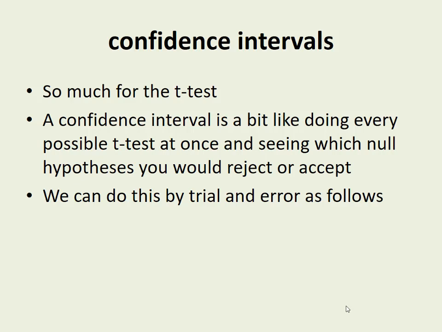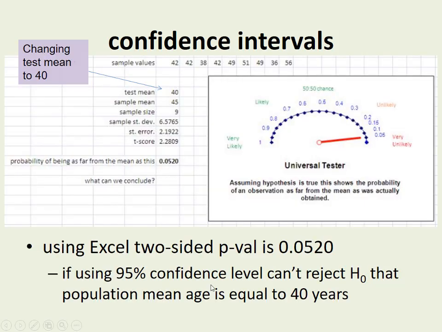A confidence interval is a bit like doing every possible t-test all at once and seeing which null hypothesis you'd reject, which ones you'd accept. The way you do it, really, there's a formula I'll show you in a minute, but if you were doing it by trial and error, you do it like this. If I change that from 43 to 40 and recalculate it, I find out that, okay, I still would not reject, but it's closer. Because previously 43 was really close. Now 40 is a long way from what I actually found. So my sample is saying to me, hey, it's not very likely to be 40, because if it's really 40 in the population, there's only this chance that I can get a number as far away as that. But it's okay, it's more than 5%, so I won't reject it, but it's close.